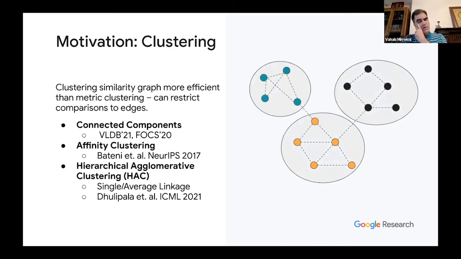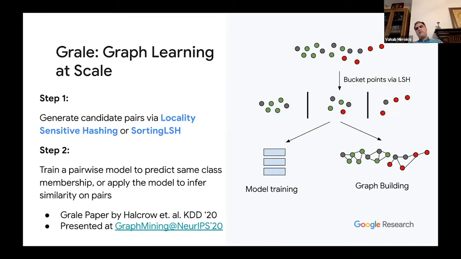On the clustering side, in connected components, what we call affinity clustering and hierarchical clustering, you've seen applications of the advantages of building the graph ahead of time, and I'll say more about this. So in terms of the tool set that we have built for this, we have a two-stage system that we call GRAIL for building these similarity graphs.